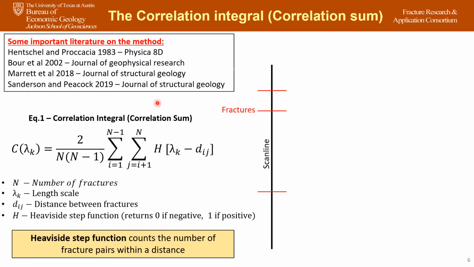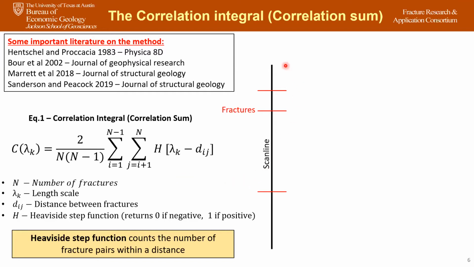And so talking about the technique itself, it is based on this equation here that we see. We have as input the number of fractures, the length scale that we're going to analyze, the distances between fractures, and also in there we have this H that stands for the Heaviside step function that returns 0 if negative and 1 if positive. So what that allows you to do is count the number of fracture pairs within a distance, and that's what the correlation integral will do. It will tell you the amount of fracture pairs that are within a distance.